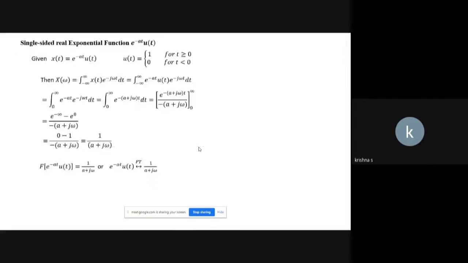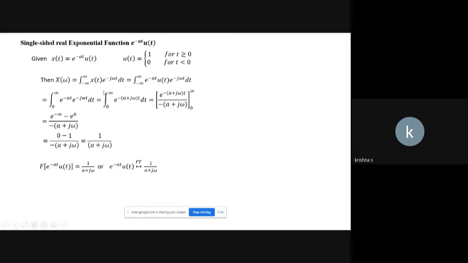Another example is the exponential function, the one-sided, right-sided signal, in other words a causal signal, because it is defined only after t equal to 0. Here we take the exponential function e to the power of minus a t into u of t, and u of t is the unit step, defined for t greater than or equal to 0 as 1, as we know already, and for t less than 0, it is 0.